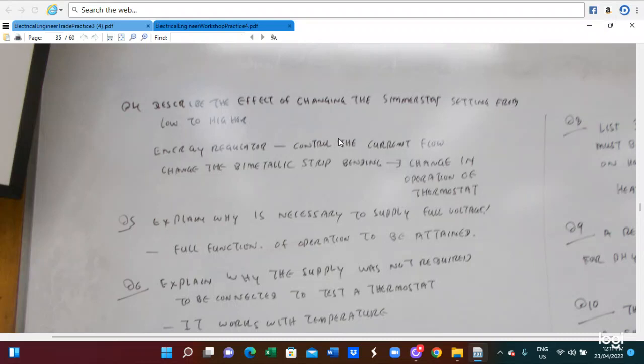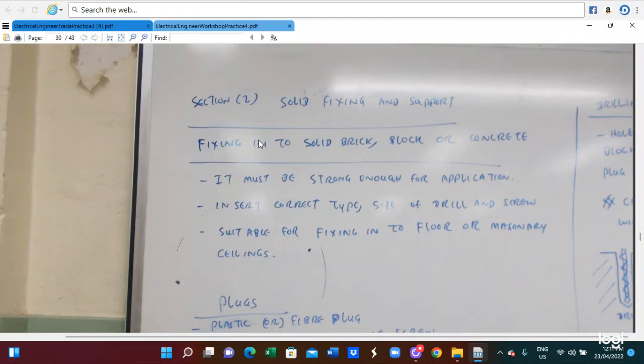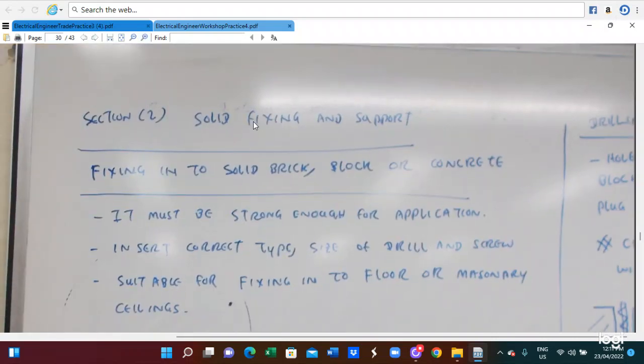Then we're talking about electrical engineer trade practice. So for electrical engineer workshop practice, we provide this. This is for the electrical trade. The previous one is a Bachelor of Applied Engineering.